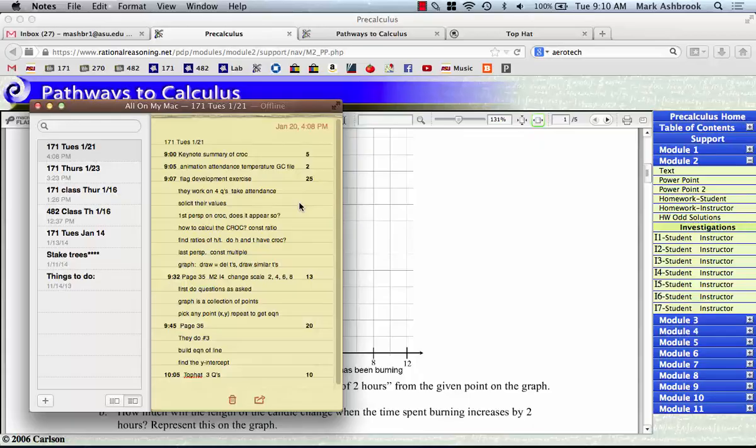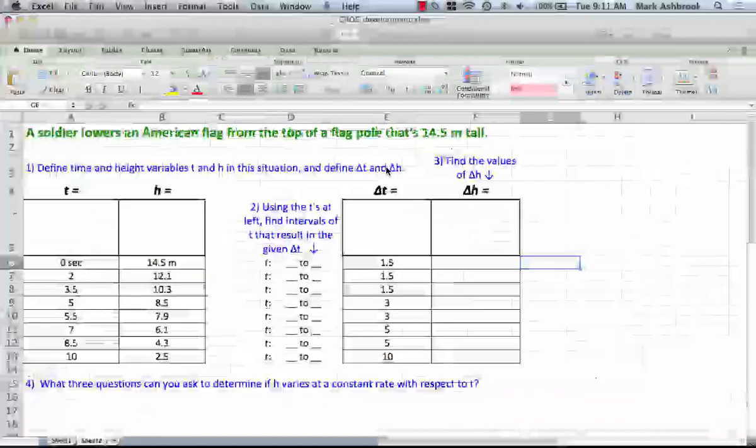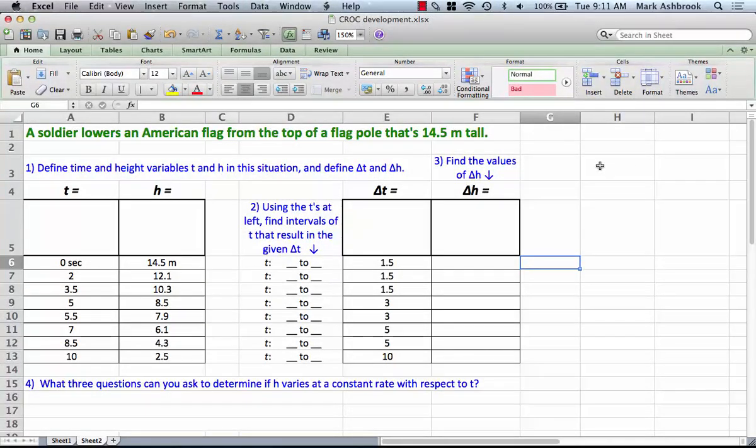All right, so let's practice this stuff. And I've got a task for you here. Your goal or your steps are in blue, okay? So a soldier lowers an American flag from the top of a flagpole that's 14.5 meters tall, okay? And so what I'm giving you here is T and H values, corresponding T and H values. And your first task is to define time and height variables, T and H, in this situation. Remember, we're practicing defining variables well, right?